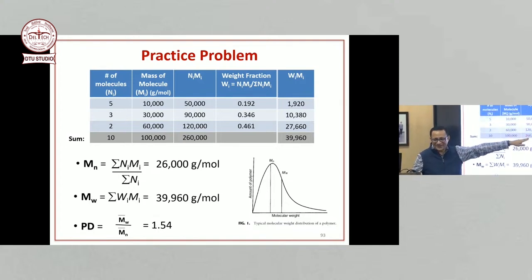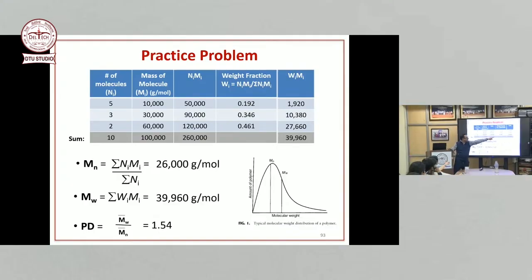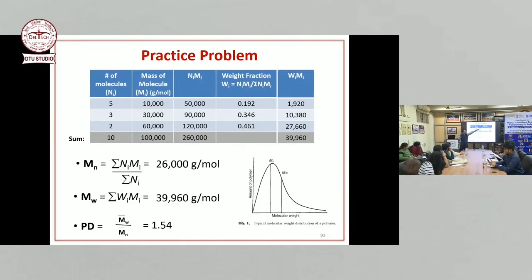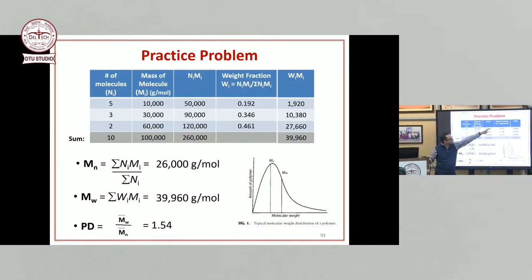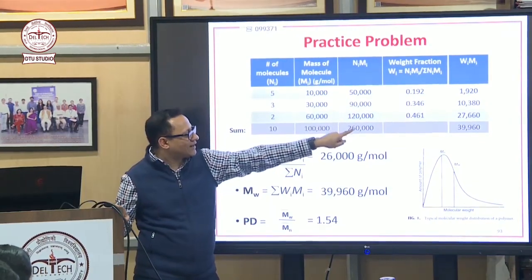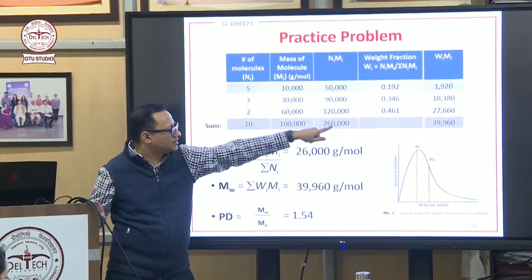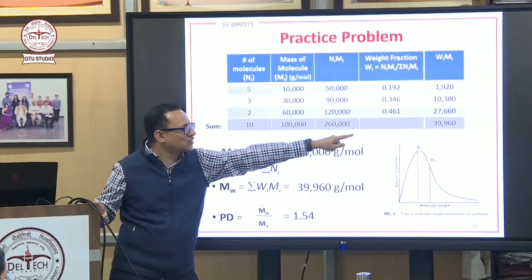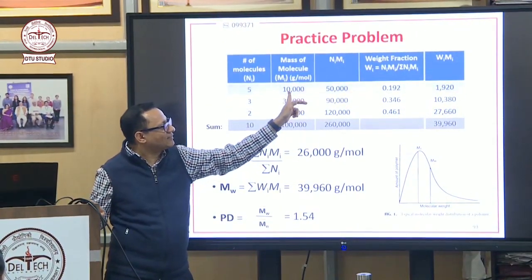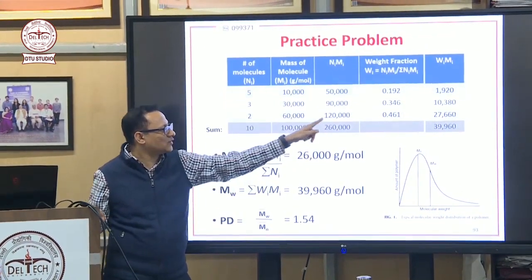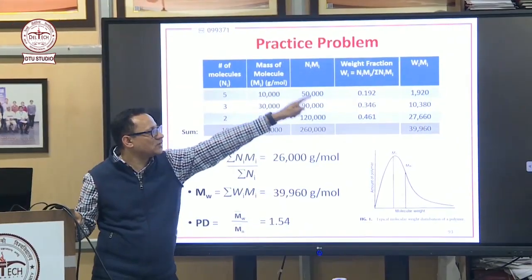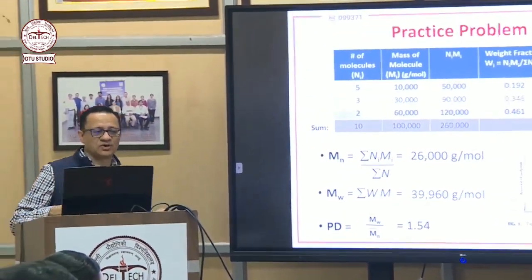Exactly. To repeat, 50,000 is N1M1, divided by 260,000, because it's N1M1 divided by the summation of this whole thing. Then 90,000 divided by 260,000, and 120,000 divided by 260,000, that's that column. Then multiply 10,000 with 0.192, 30,000 with that, and 60,000 with 0.461, and the summation of that last column is the weight average molecular weight.